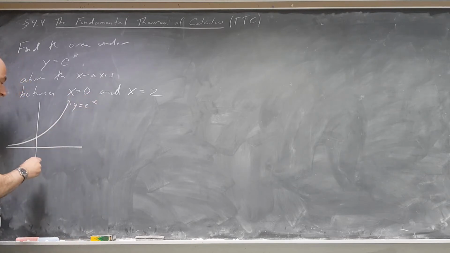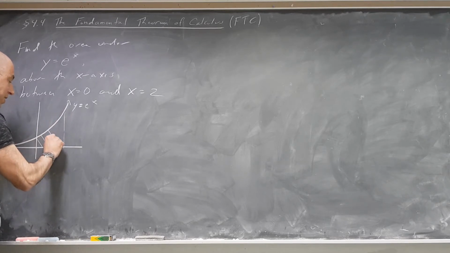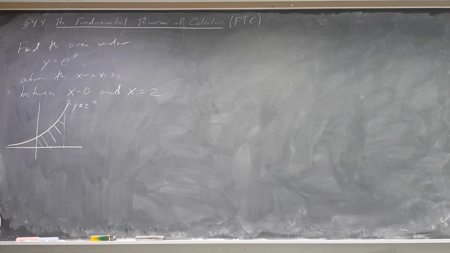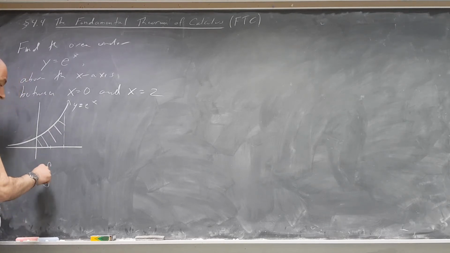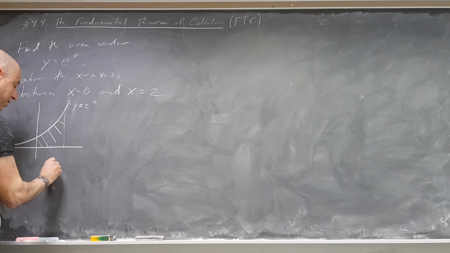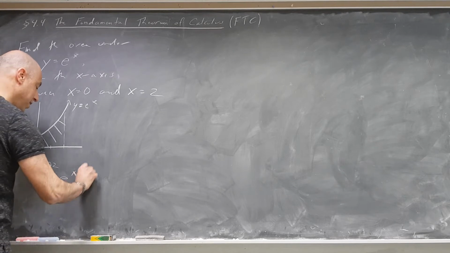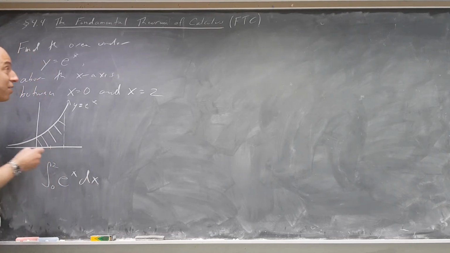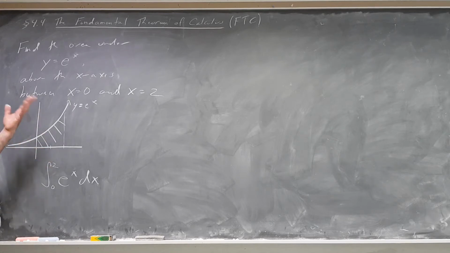We know what the shape of the curve is for e to the x. We're just going between x equals 0 and x equals 2. We want to find this area here. In terms of integral notation, we're going between x equals 0 and x equals 2. Our integrand is e to the x dx. And now that we have the fundamental theorem of calculus part 1, we don't have to go to all the trouble of breaking this up into little pieces and constructing rectangles and adding them all up.